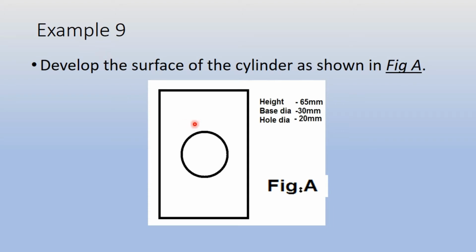In some questions, it will not even mention that it is going to be a cylinder. The questions will only provide the front view and top view, and with that, we have to imagine that it is a cylinder or cone. So here, luckily, we got a cylinder. We have to imagine this as a cylinder with a hole passing through it, and then we have to develop the surface. So I'll show you first how to imagine this.